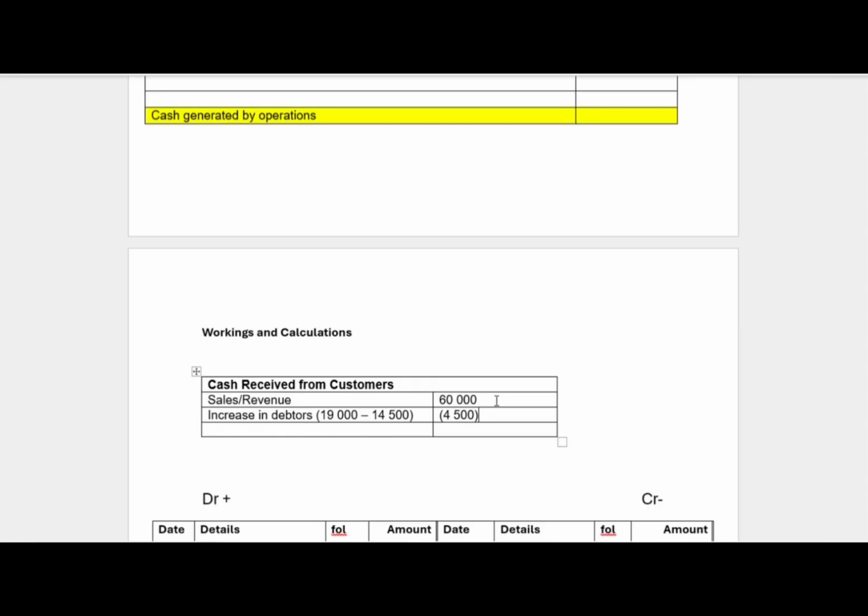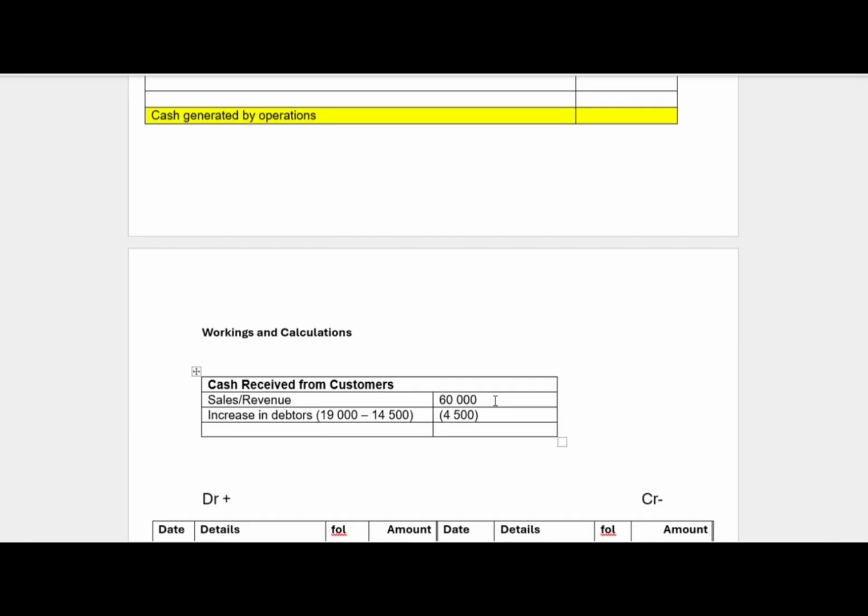I repeat this. If it's a decrease, it is when the debtors are paying what they are owing. Therefore, there's a cash transaction. You are receiving money. Therefore, a decrease in debtors qualifies to be added to the sales because it increases your cash received from customers. Because when you receive money from your debtors, they are also your customers. I hope you got that one right.